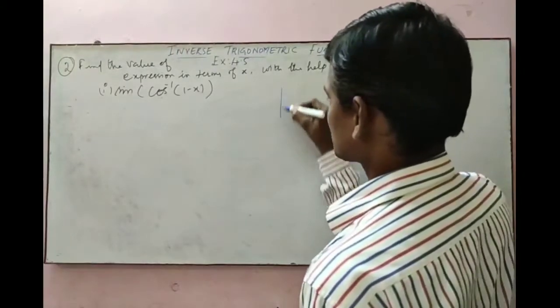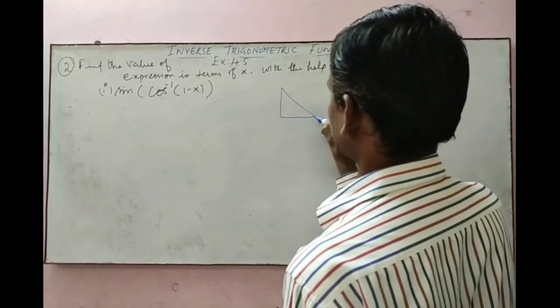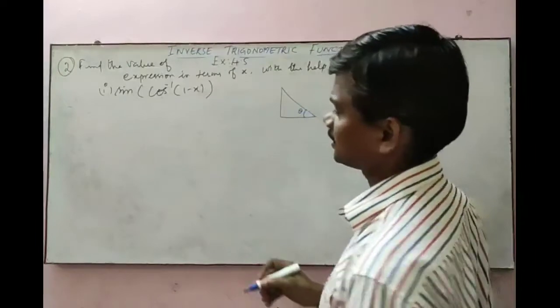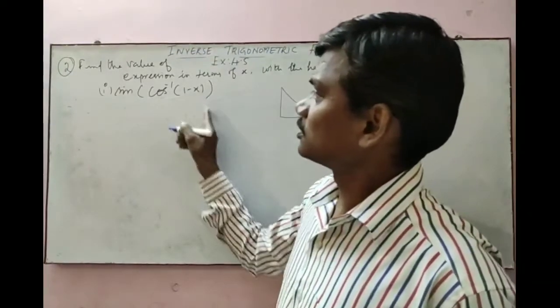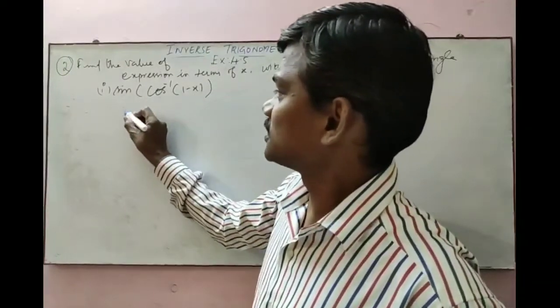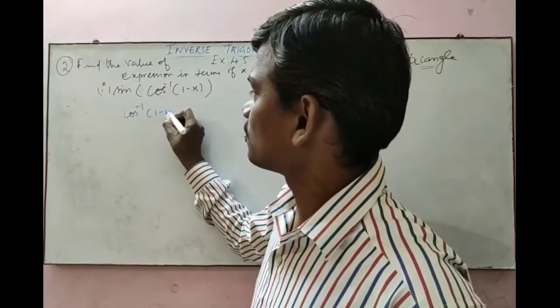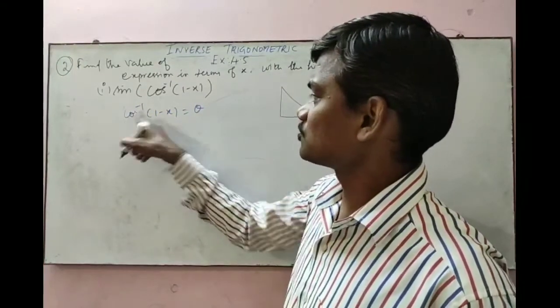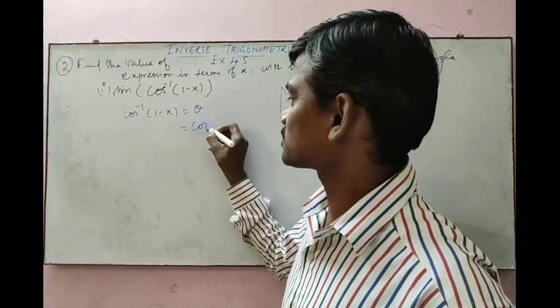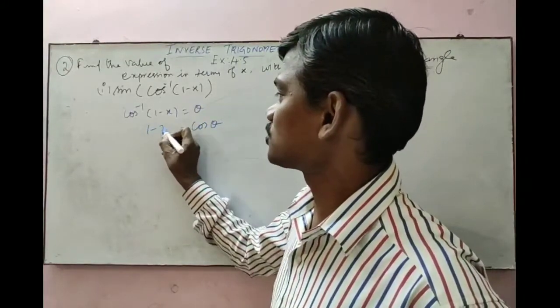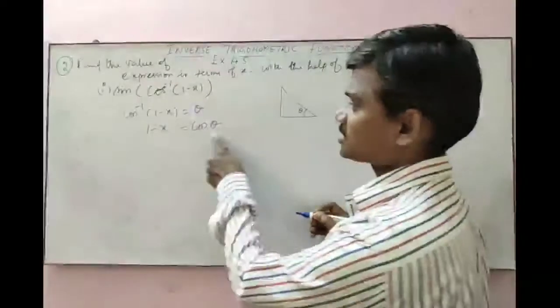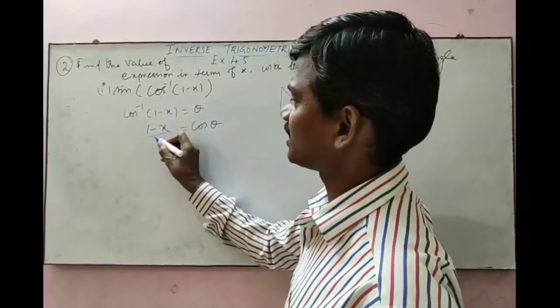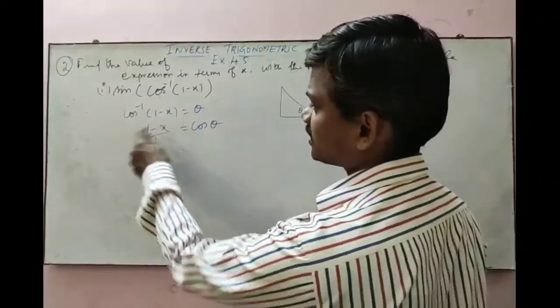That means we have to take one right angle triangle and fix the theta here. Before that, consider cos inverse of 1 minus x is equal to theta. If you take this cos inverse to this side, it becomes cos. So cos theta is equal to 1 minus x, cos theta is equal to 1 minus x by 1. What is the numerator?